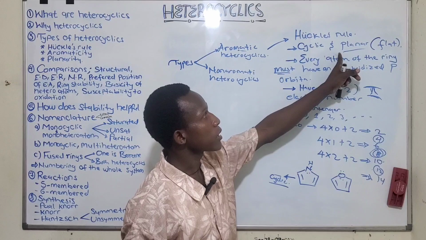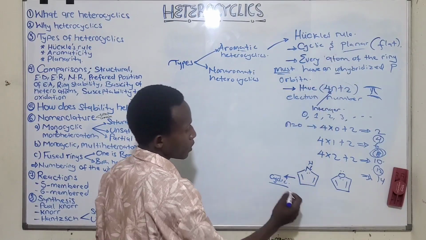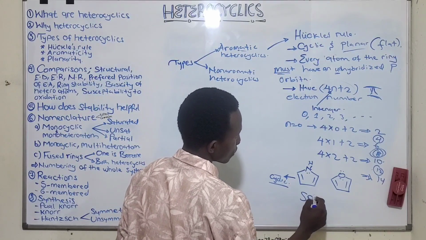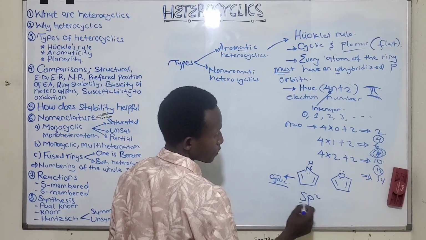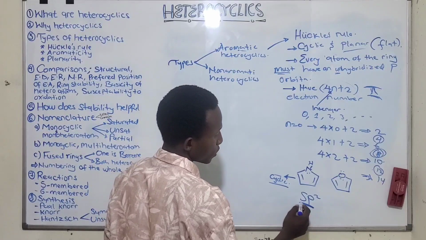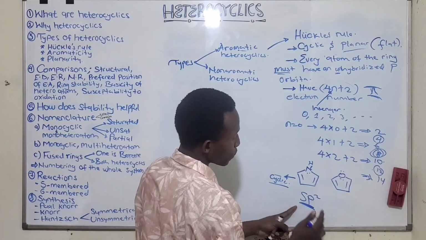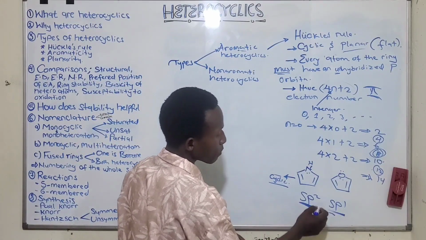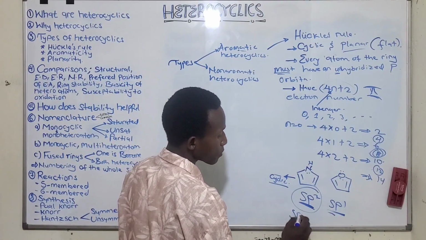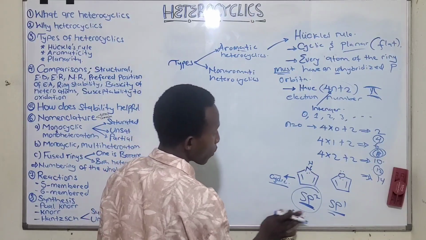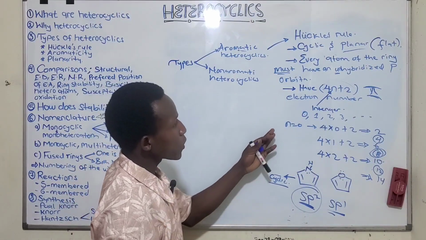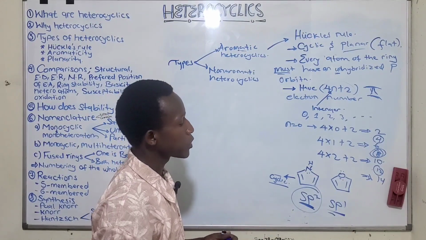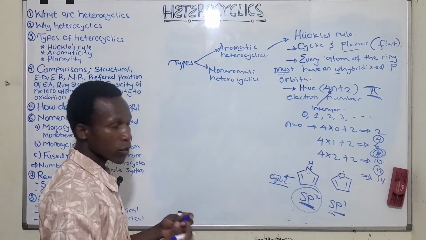How can we test whether it's planar or non-planar? For planarity, it should be sp2 hybridized. It should be either sp2 or sp, but it should not go beyond sp2. It shouldn't be sp3. So how can we test this? That's why I say that a student should be well conversant with hybridization and molecular geometry. But let's try to explain.